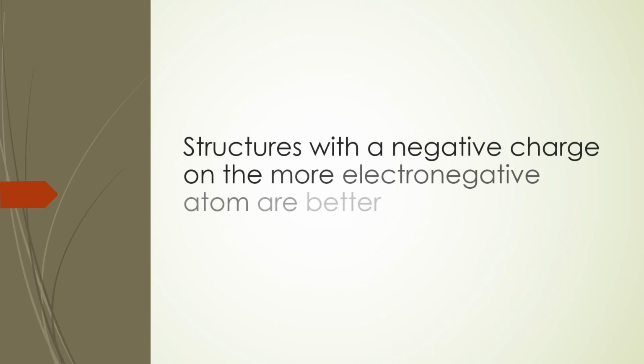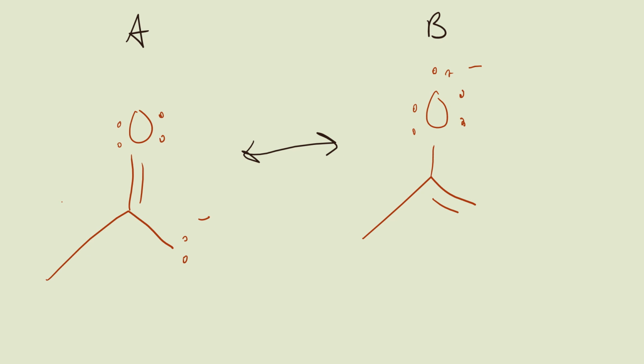Structures with a negative charge on the more electronegative atom are more stable. Because the oxygen can handle the negative charge much better than carbon can, structure B is more stable.